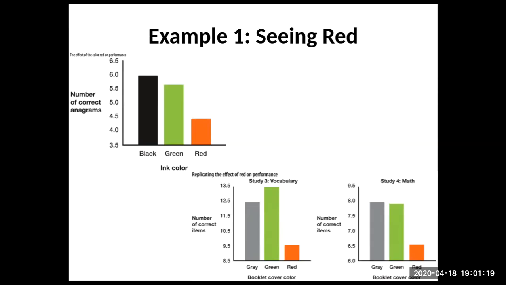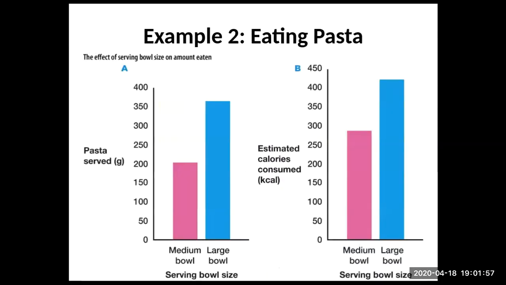So in all 3 of these studies, the color red does seem to have an effect, and it's a negative effect on performance. Fewer anagrams correct in the original study, and in the replication studies for vocabulary and math with the entire cover of the booklet red, they solved significantly fewer problems in vocabulary and math. So, yep, it would appear, and replication shows this, that the color red has a negative effect on performance in an academic setting. What about example 2, eating pasta?